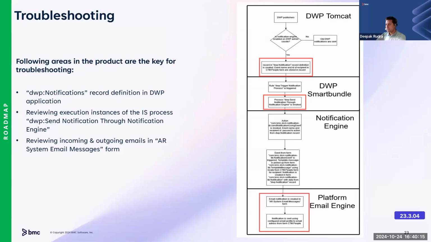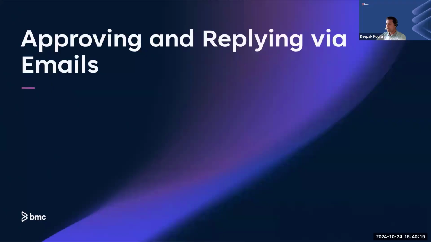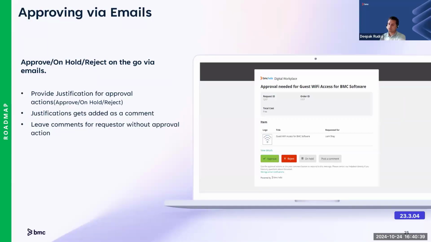Okay. That's about troubleshooting. And the next part we are going to talk about: now we know about the notification engine already a lot, correct? The next step is, outgoing is fine. Now, how do I respond to it? Now you will be able to start approving, and you can easily reply to email messages. You don't have to really open anything. On the go, you can do all of that.